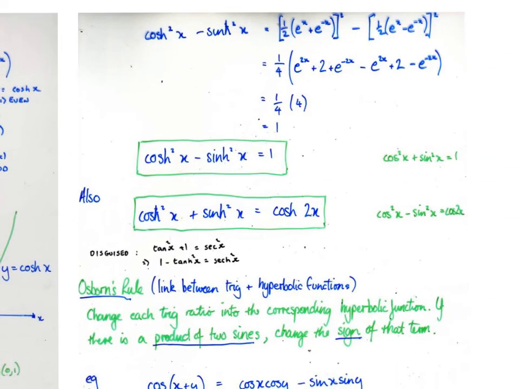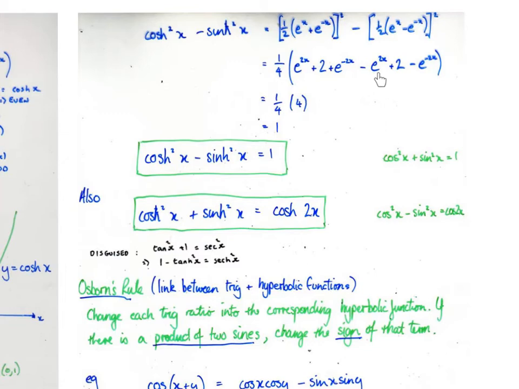I just wanted to finish this wee section with a couple of wee observations. If you add together cos squared x, subtract sine squared x, then using our exponential functions, that's a half e to the x plus e to the minus x all squared, minus a half e to the x minus e to the minus x all squared. And if you take out the half squared, which is a quarter, square out this bracket, get that, square out that bracket, you get e to the 2x plus 2 plus e to the minus 2x, and then we're subtracting all of it. And actually what you get is a quarter times 4.